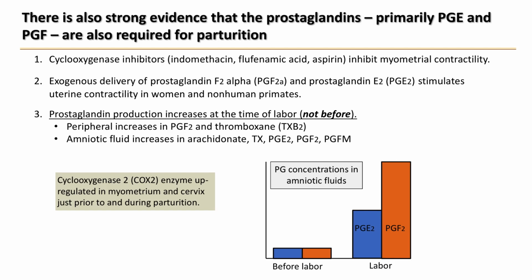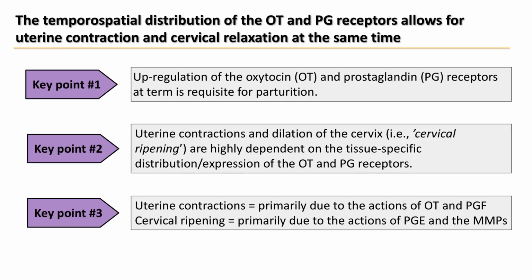And we also recognize that prostaglandin production increases at the time of labor and not before. As demonstrated in the histogram, note that both PGE2 and PGF2 rise dramatically in the amniotic fluids during labor, but not previously. Although not indicated on the slide, we also know that uterine infections, which lead to the inflammatory response and upregulation of the prostaglandins, can also be a cause for preterm labor, thereby also supporting the role of prostaglandins during parturition. Collectively looking at this, the temporal-spatial distribution of the oxytocin and prostaglandin receptors allows for both uterine contraction and cervical relaxation at the same time.